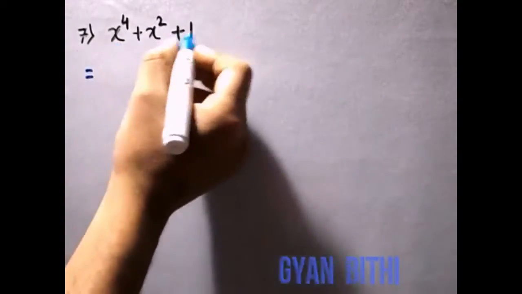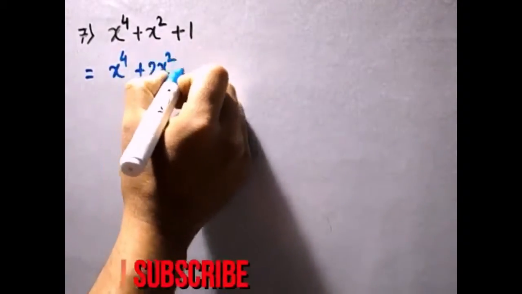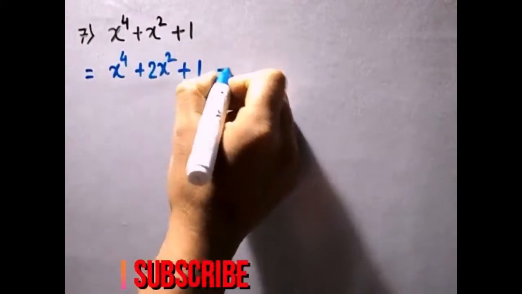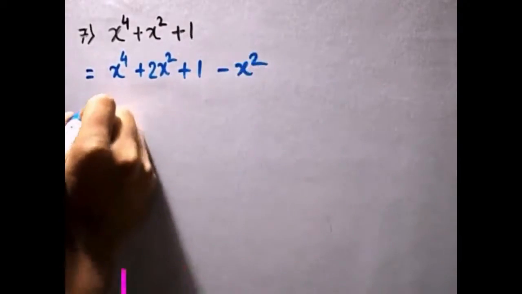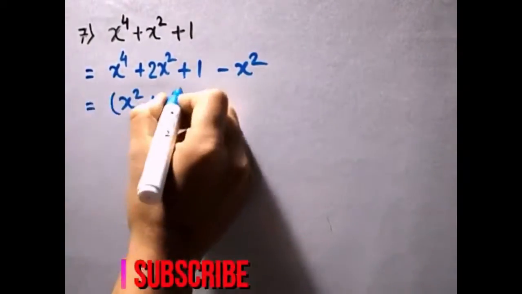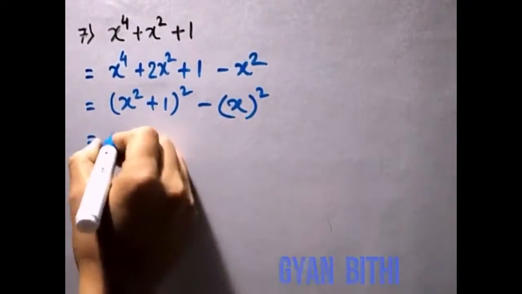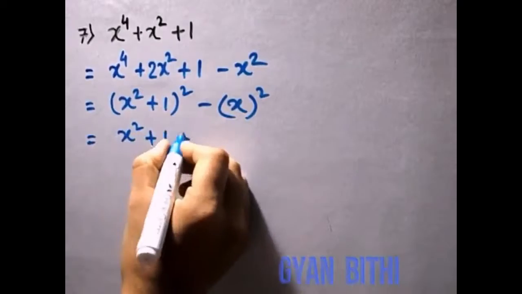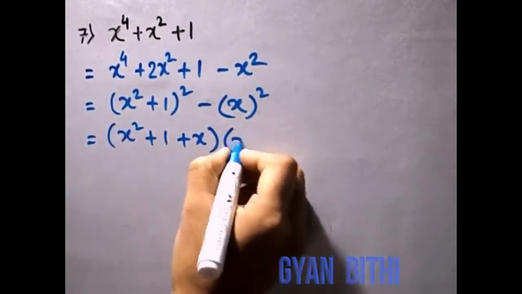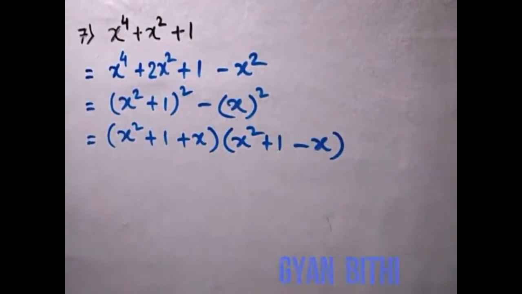x to the power 4 plus x square plus 1, x to the power 4 plus 2x square plus 1 minus x square, equal to x square plus 1 whole square minus x whole square, which is going to be square form. So a plus b, a minus b. This is the factorization.